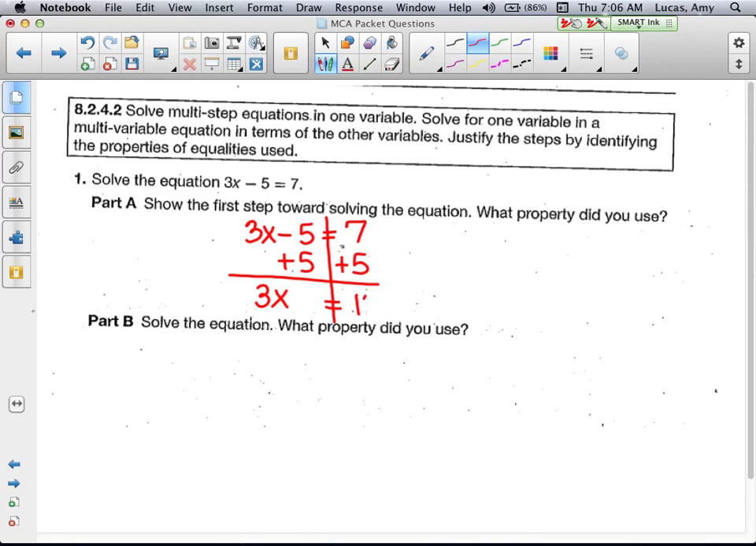Remember, what you do on one side of your equation, you have to do on the other side in order to keep it balanced. So since I was adding 5 on both sides, that is called the addition property of equality.